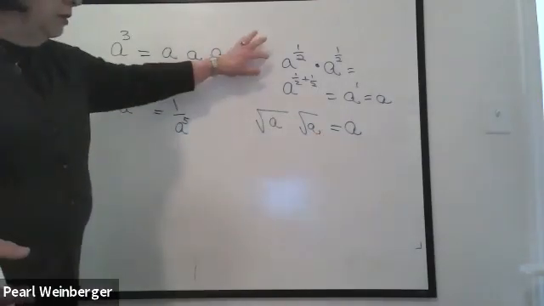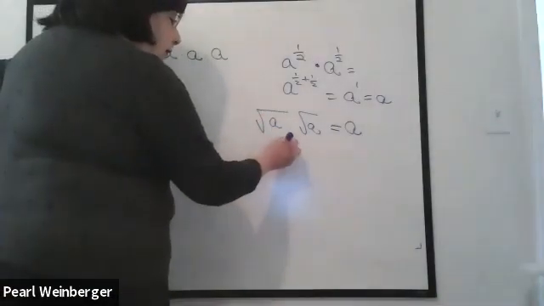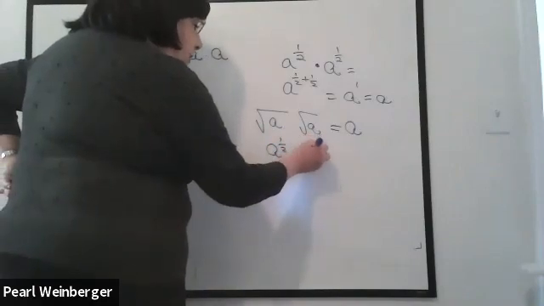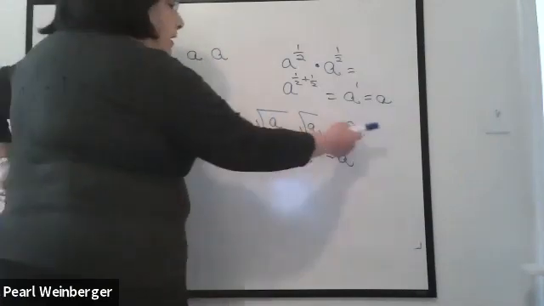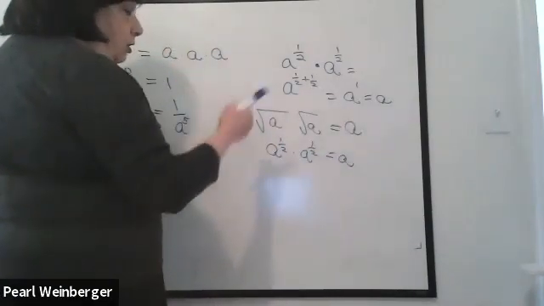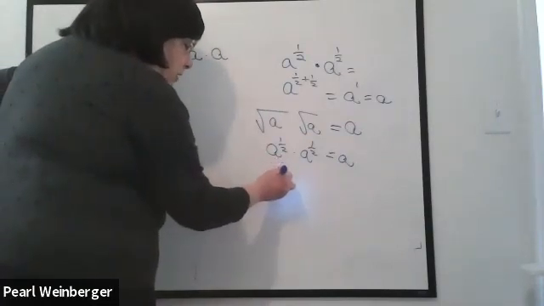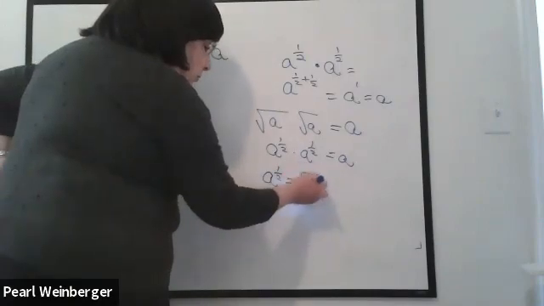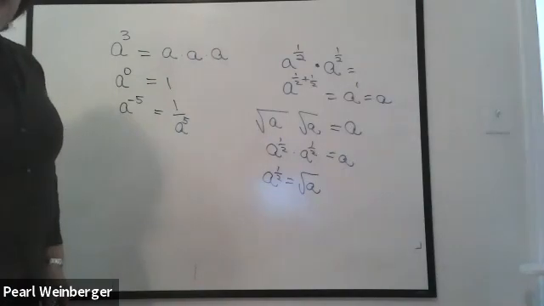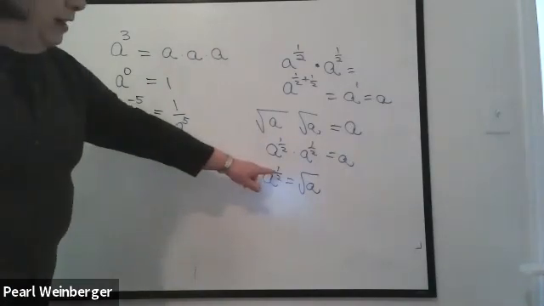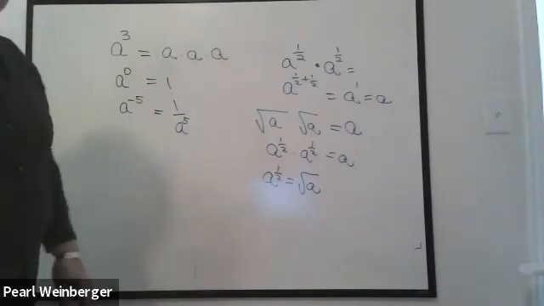So if I compare this, I know that a to the 1/2 times a to the 1/2 gives me a. And the square root of a times the square root of a gives me a. So it must mean that a to the 1/2 is the same as the square root of a. And that's exactly how we define it. When we see a 1/2 exponent, that's another way of saying the square root.